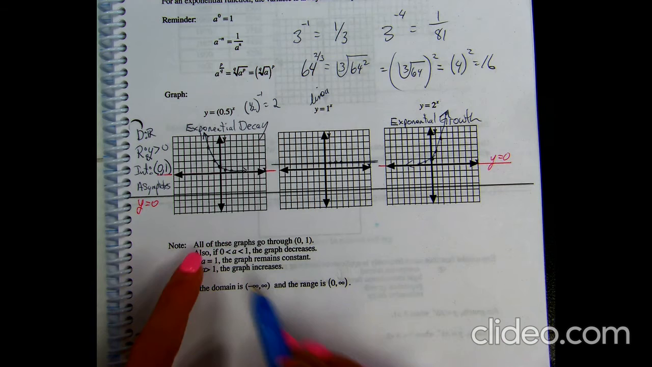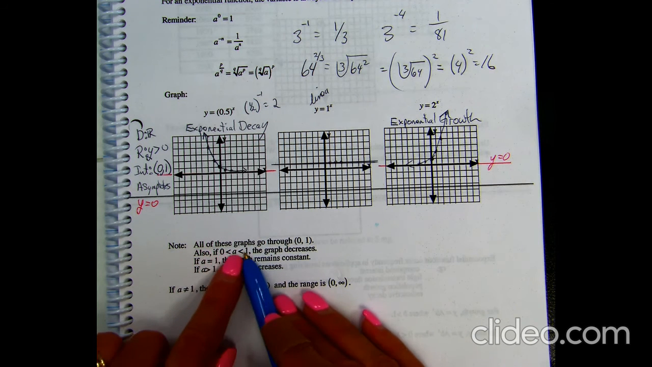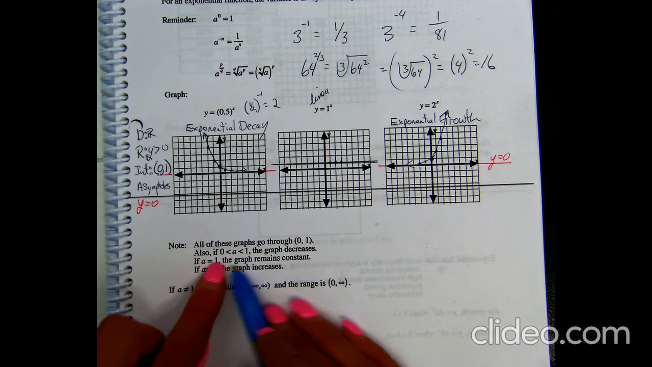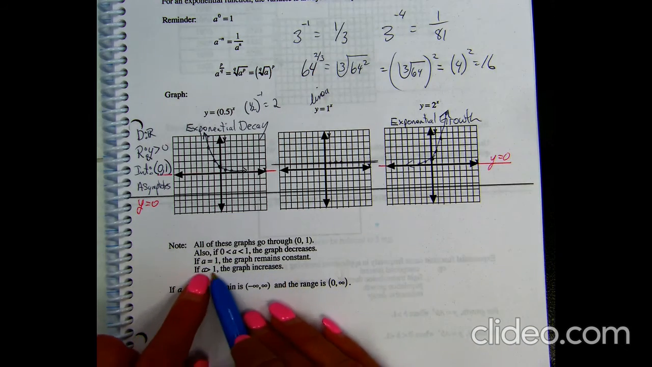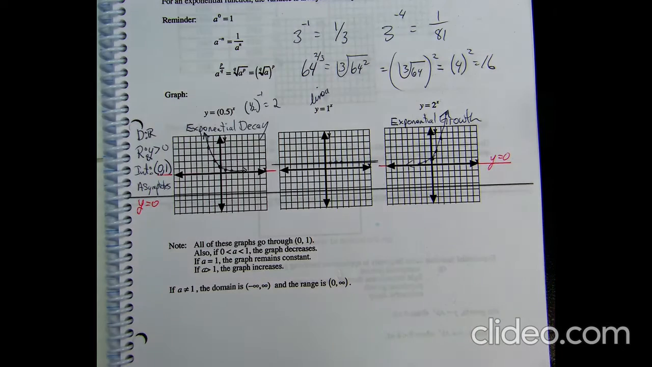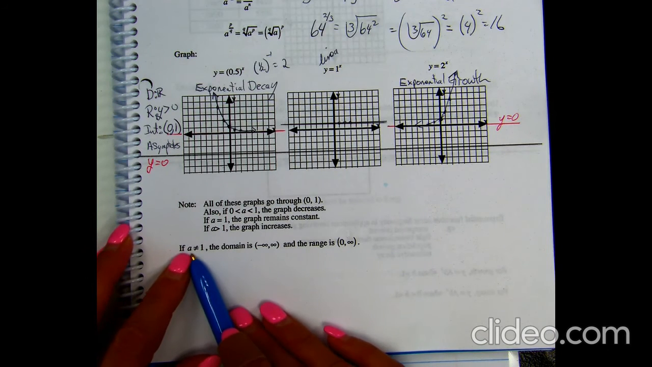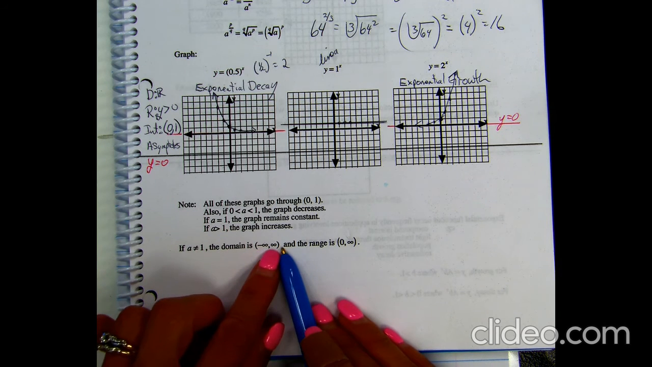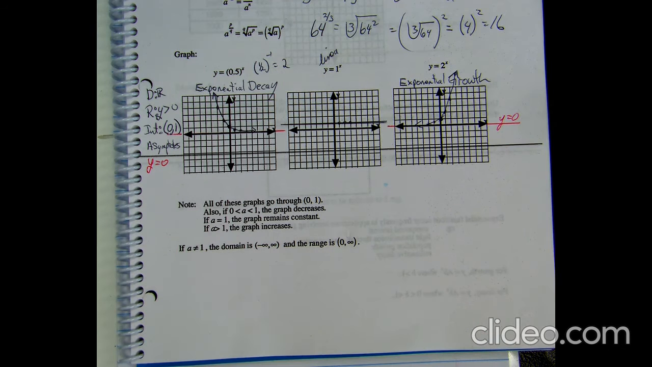So note that all of the graphs go through 0 and 1. If your base is a proper fraction, positive fraction, we've got a decreasing function, decay. If a is 1, it's just a constant function. We don't call it exponential. And if a is bigger than 1, increasing. Okay, so as long as a does not equal 1, we've got a domain from negative to positive infinity and a range from 0 to infinity.